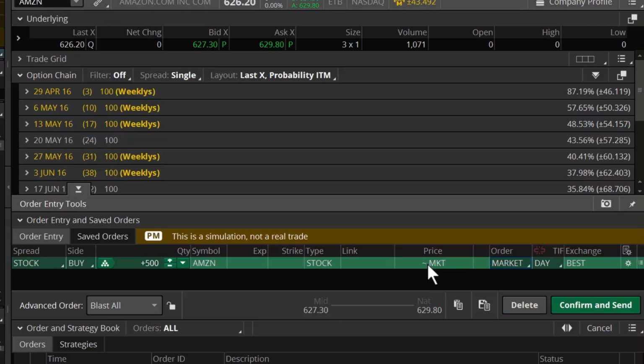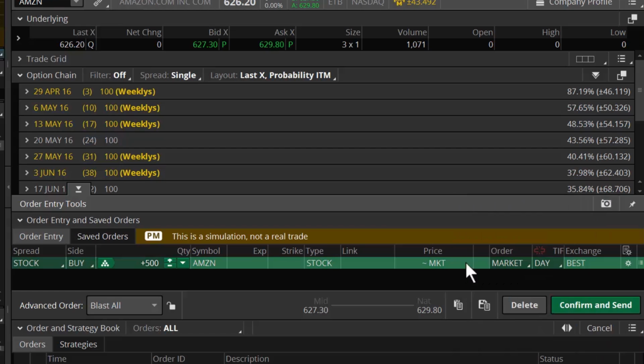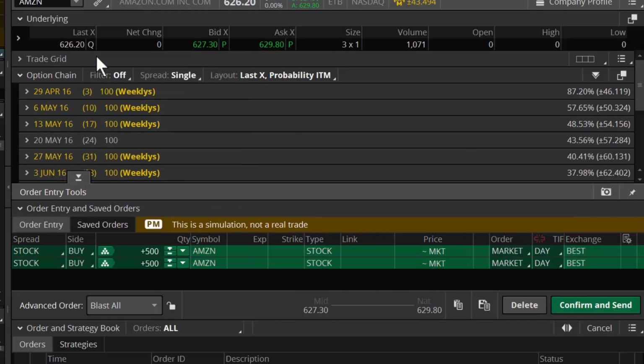Right now the market is closed, but once the market opens up, if I placed this order, right-click and confirm and send, I would get filled at whatever the current price is for that stock. Currently we are trading right around between 627 and 629, between the mid price and natural price, so somewhere in the middle is probably where I would get filled. Now, if the stock jumps to 655, then I may actually get filled at 655, a much higher price than what I expect. This is very different when you compare it to a limit order.